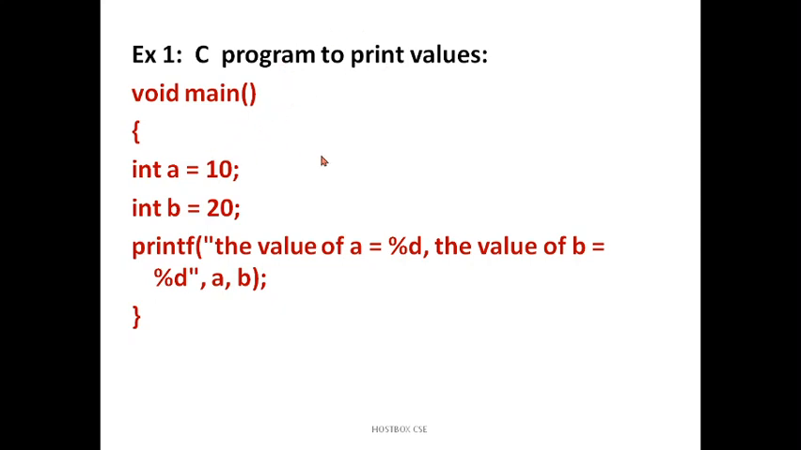I just want to print the values only. So I can give the data type int a is equal to 10, int b is equal to 20, or you can give it on the same line also, no problem. Then printf the value of a is equal to %d, comma, the value of b is equal to %d, comma, a comma b, as per the syntax. So let's go for execution.